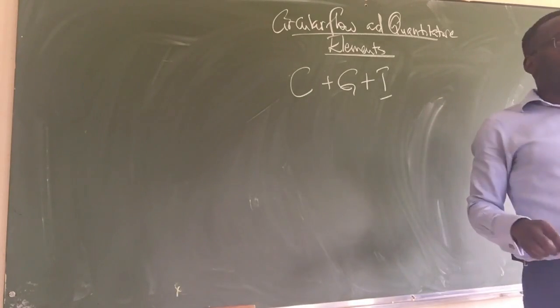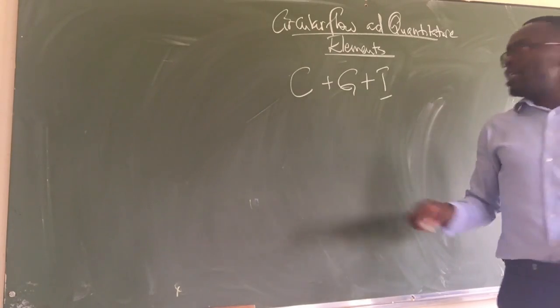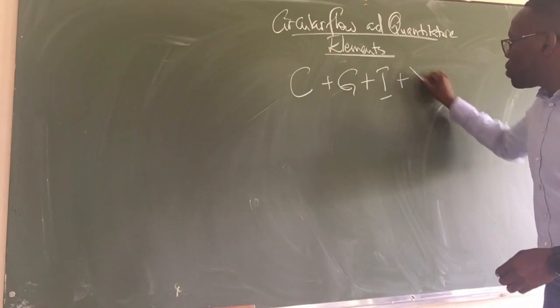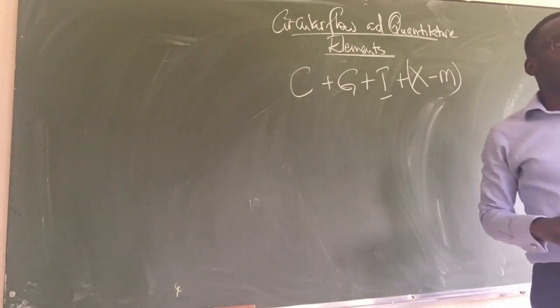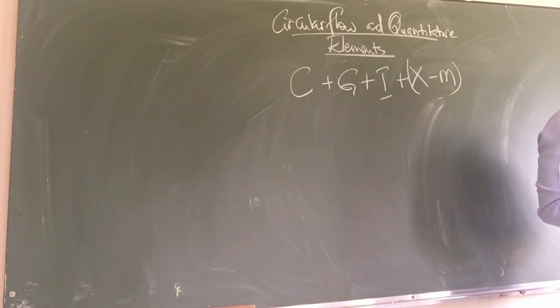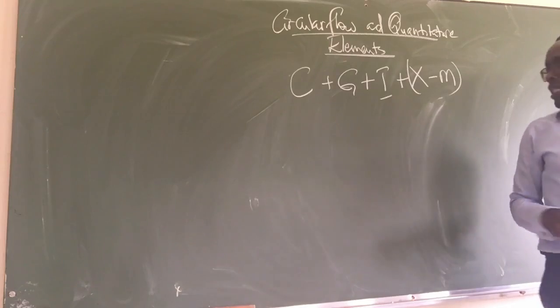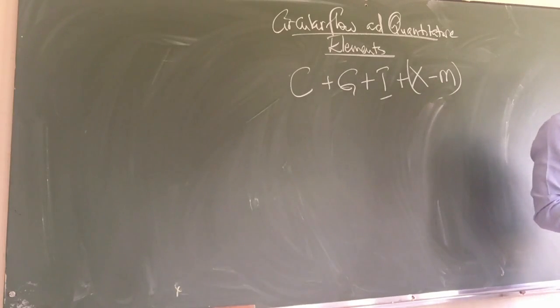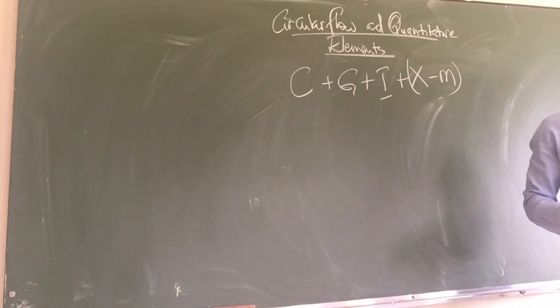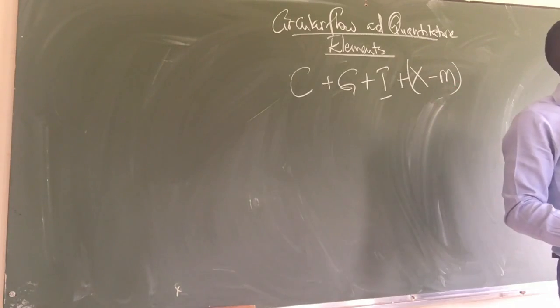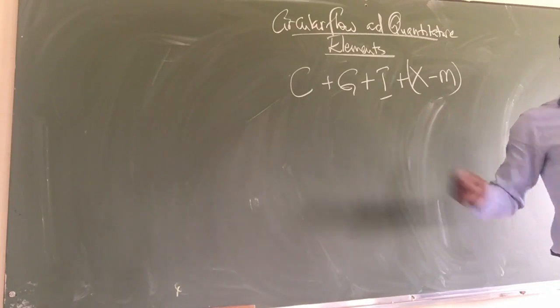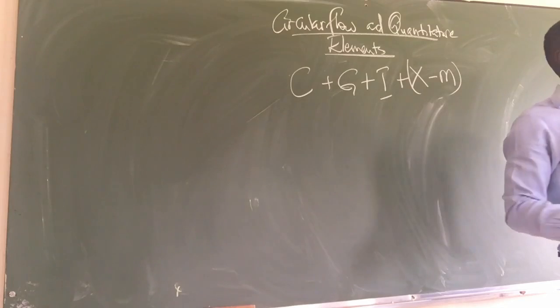Now, when we look at the open economy, it meant that we are then going to add our X minus our M. Now, the question that comes to mind is, what does X stand for? Exports. X is our exports, is that correct? Yes. And our M? Imports. So our M is going to be our imports. Now, why are we subtracting M from our X?